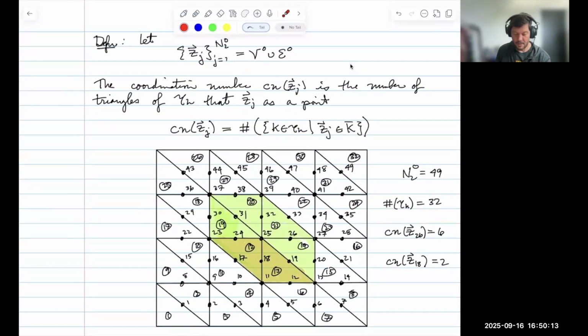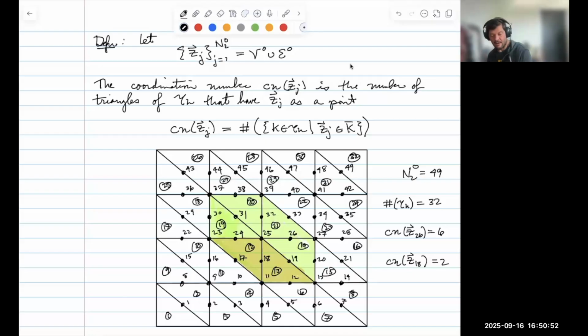of the mesh such that Zj is, let's see, did I get that right? Is the number of, yeah, sorry. It's this number, coordination number, is the number of triangles of tau h such that Zj, that have Zj as a point. I see why I'm goofing this up, and that's because I'm missing a word here. Is the number of triangles of that, yeah. There we go. That have that as a point.